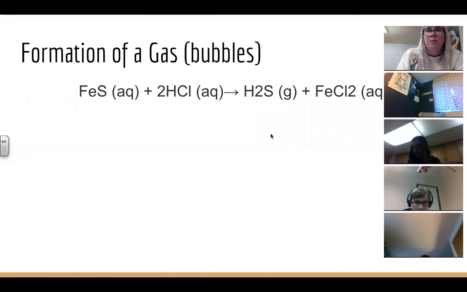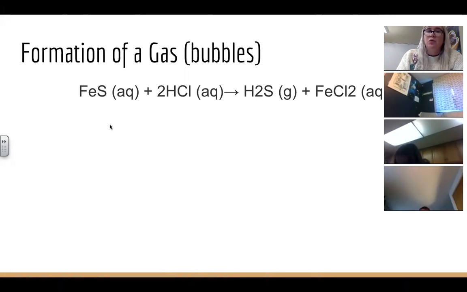So also formation of gas bubbles, again, something that might happen from a double replacement reaction, where in this case, right, we start out with two solutions that are aqueous, again, dissolved in water, and when they are put together, we end up getting a gas released instead of a solid.